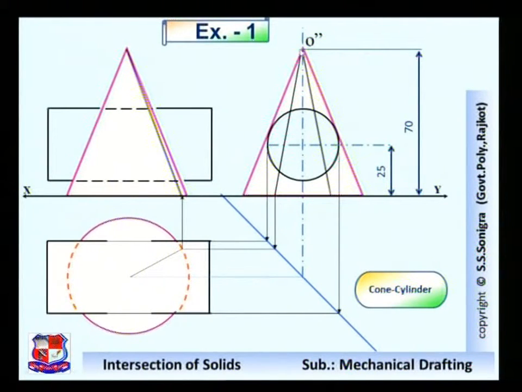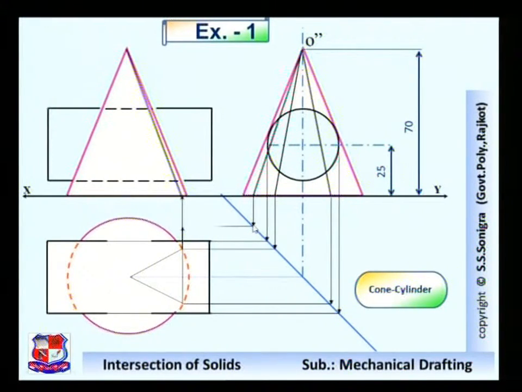Vertical line from here, slant line from this apex point to here, transfer this point to the miter line, from the miter line transfer this point to the top view where it cuts this circle at this point, join it to the midpoint of the circle somewhere here, transfer this point to the front view, and this is the front view of this generator.